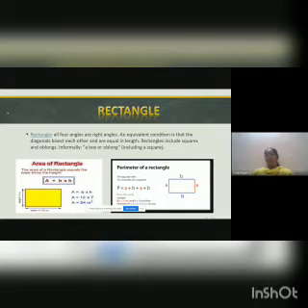And what is the perimeter of a rectangle? 2 into L plus B. Here they have taken it as A and B. So it is 2 into A plus B is the perimeter of a rectangle.